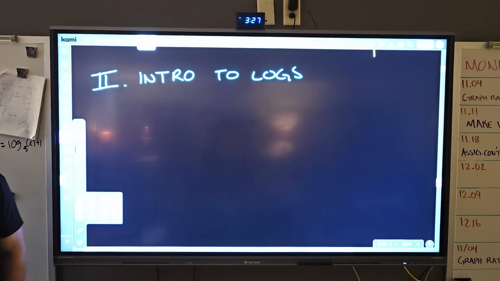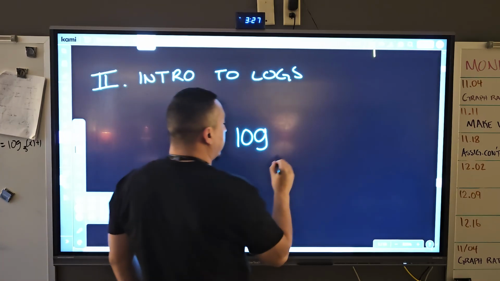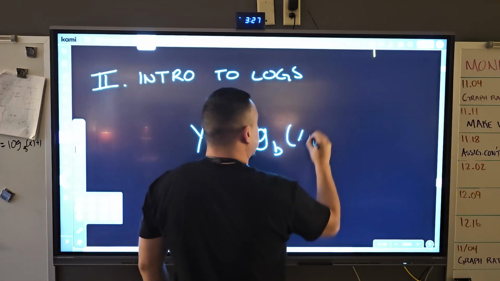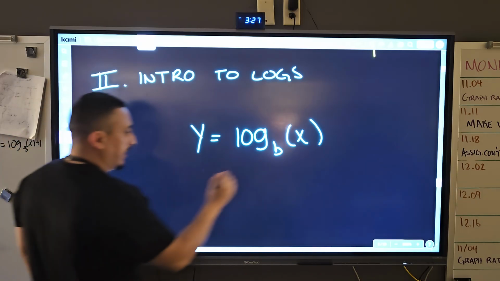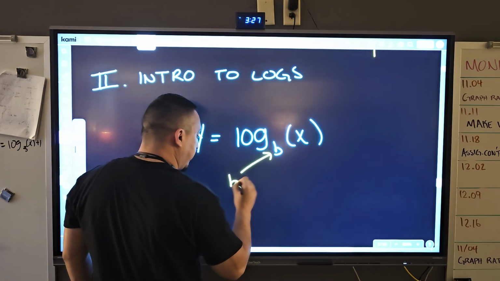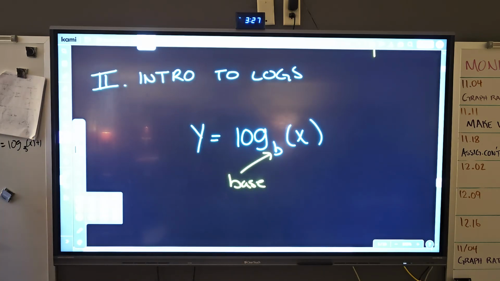First, the equation. It comes from here. y equals log base b of x. Okay, b is still the base. Just like exponentials, b is the base, so it can be 2, 1/2, 5, whatever. Any number can go there.